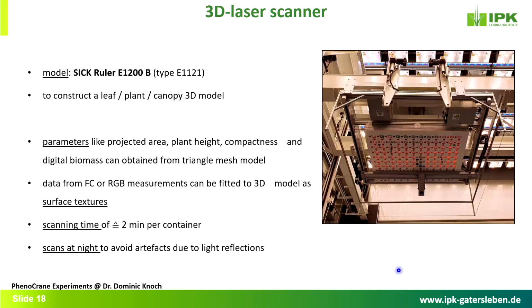So the 3D laser scanner is working basically like an office scanner. It's scanning from here on a rail system and then scans iteratively the whole area. The parameters can be projected leaf area, plant height, or compactness, and the data from the FluoCam and the RGB measurements can be fitted to 3D models as surface texture to get nice images. Scanning time is roughly 2 minutes per container, but these scans have to be at night because it's very susceptible to light impurities, so it has to be in absolute darkness.